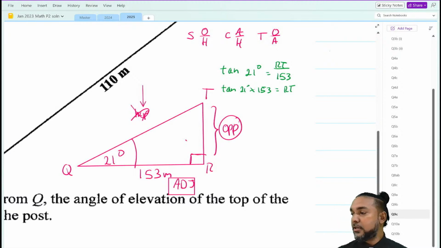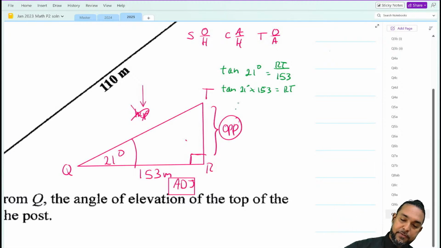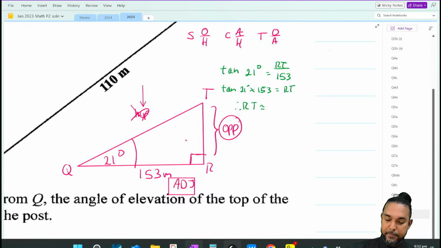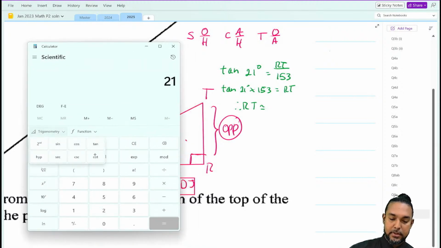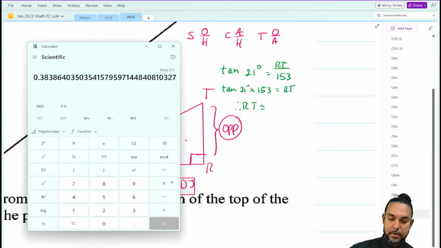And all we have to do now is plug it into our calculators, right? So therefore, RT would be approximately, let's take a look and see what it is. So that's tan 21 times 153. So about 58.7 meters.